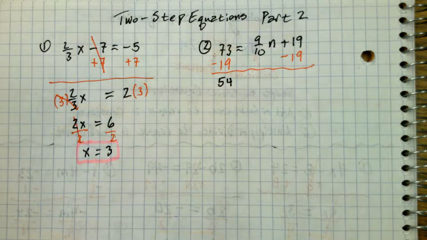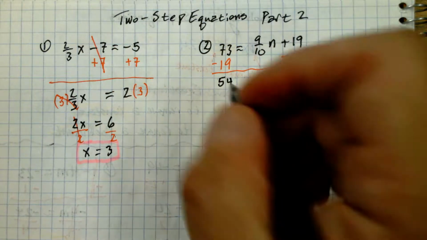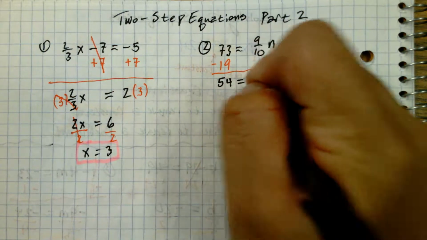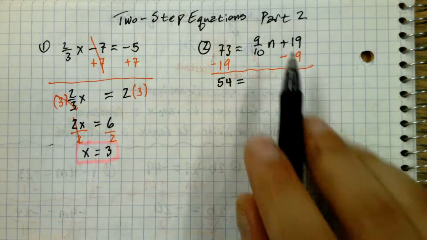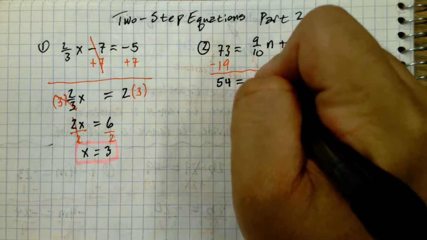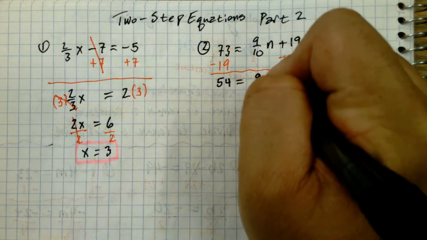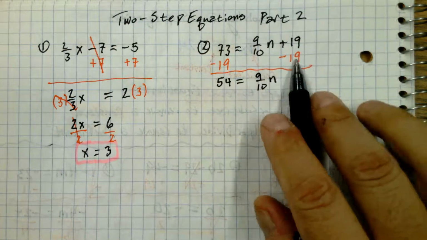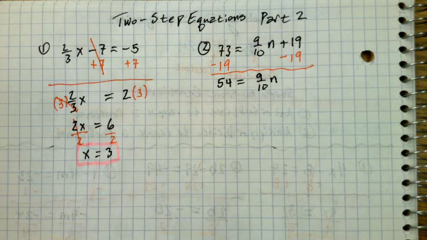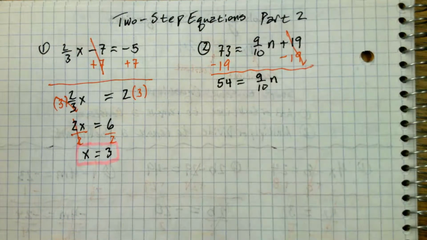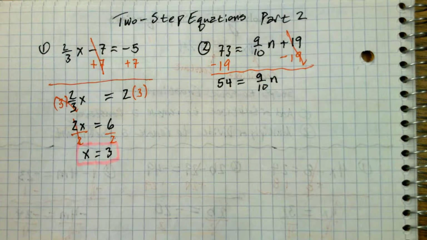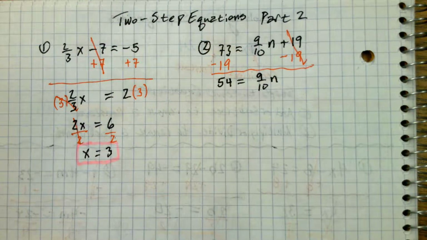Okay. Let's bring down whatever we have. We have an equal sign. That comes down. 9/10 times n. That comes down. 19 and negative 19 makes 0. So I don't need to bring down plus 0. I'll just leave it out. Okay. So now let's get rid of 9/10.